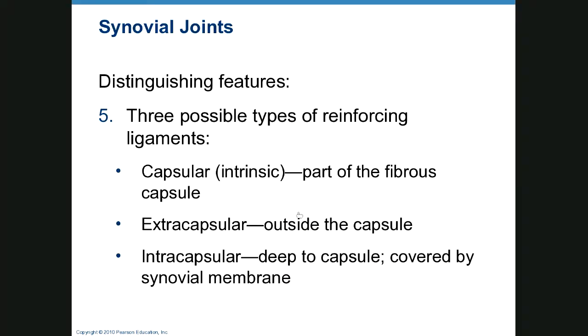Okay, synovial joints are going to have reinforcing ligaments, and they may be of three different types. Capsular, also known as intrinsic, are actually part of the fibrous capsule. Extracapsular, or outside the capsule. Intracapsular, or deep to the capsule and covered by synovial membrane.